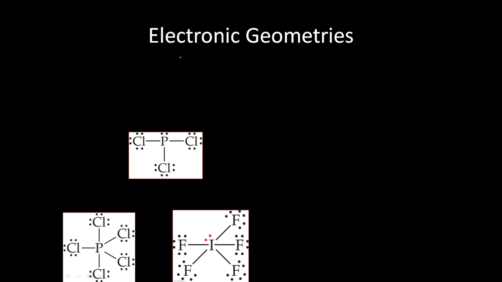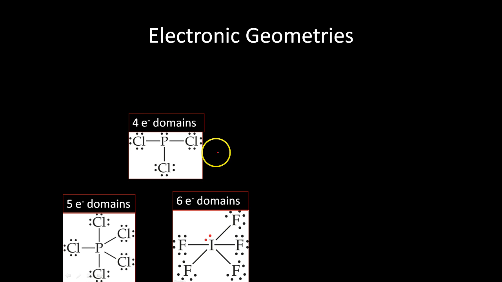Let's consider a few more electron geometries. If we check out the Lewis structures for PCl3, PCl5, and IF5, these are the Lewis structures that we would have if we wrote them correctly. Notice that there's a lone pair of electrons on this phosphorus here and a lone pair of electrons on this iodine here. And so the number of electron domains are 4, 5, and 6. That's the number of electron domains around the central atoms, the atoms that have more than one thing bonded to them.